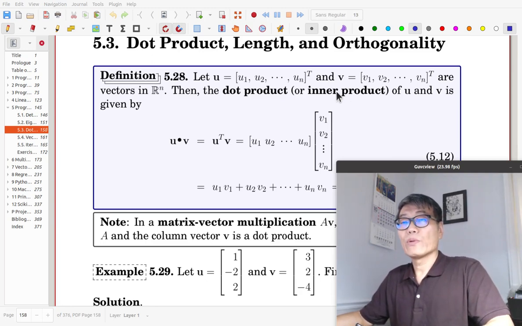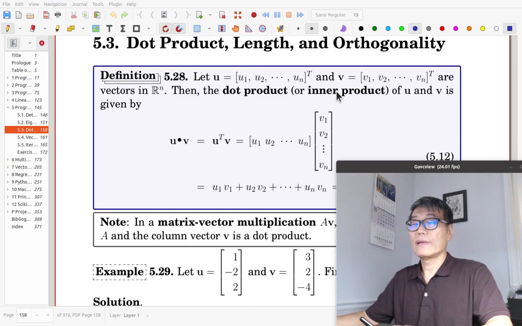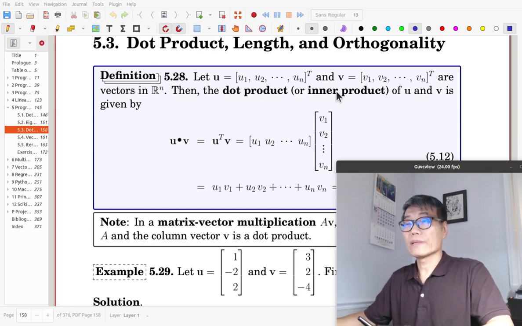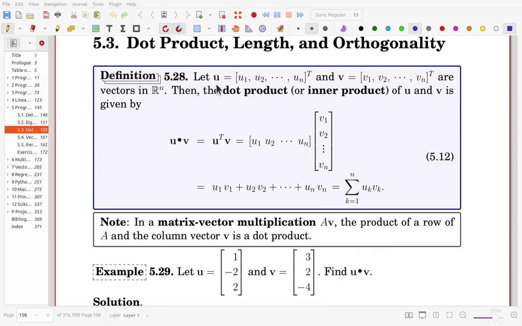Section 5.3: dot product, length, and orthogonality. See this definition. u and v are two vectors in R^n. Then the dot product, or the inner product, of u and v is defined as in this equation. u dot v is the same as u transpose v.